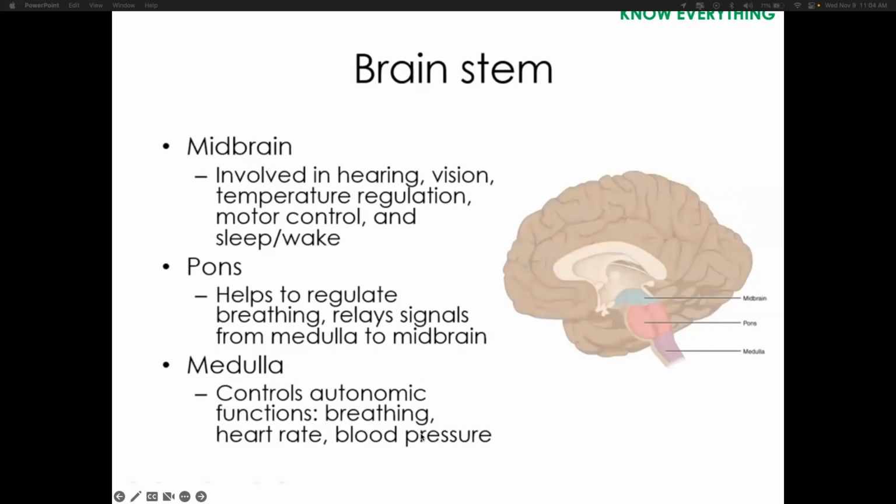Then we have our pons, which helps to regulate breathing and relay signals from the medulla to the midbrain. And then lastly, we have our medulla, or medulla oblongata, which controls autonomic functions like breathing, heart rate, and blood pressure, and things you just don't have control over yourself.